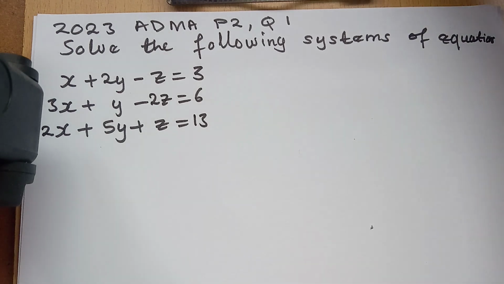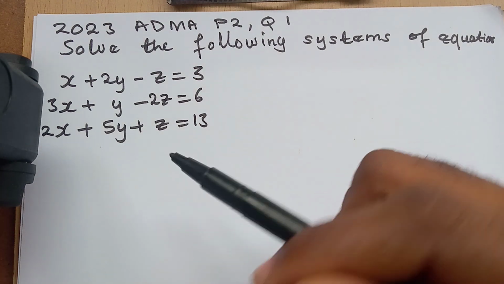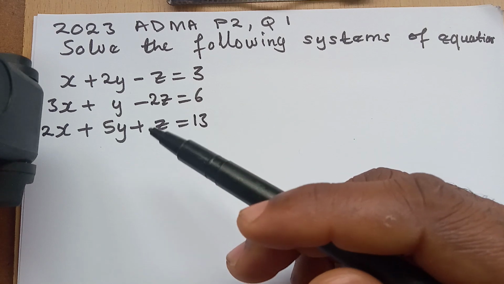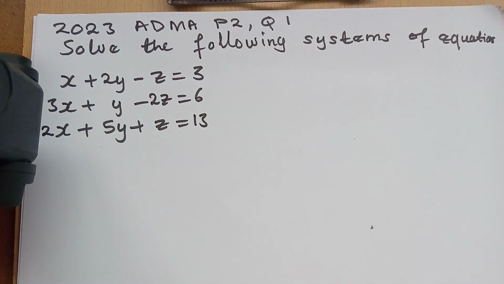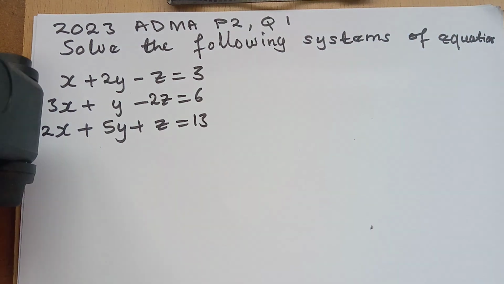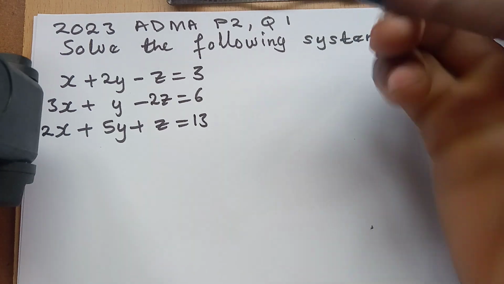2023 ADMA P2 question 1. Solve the following systems of equations. So we have several methods we can use to solve a problem like this, but in this particular lesson we shall use the method called substitution, which is one of my favorites.